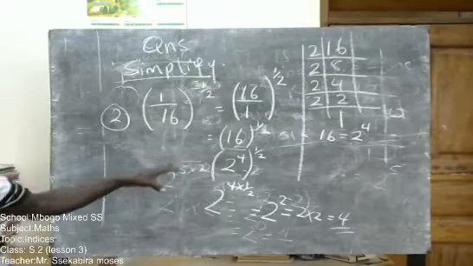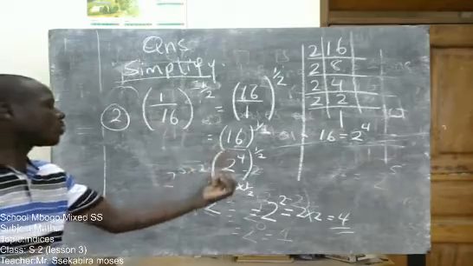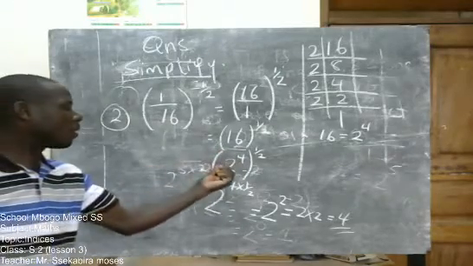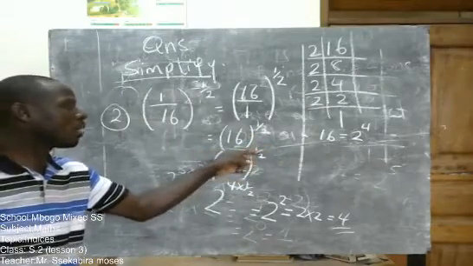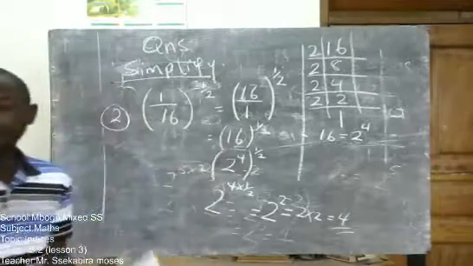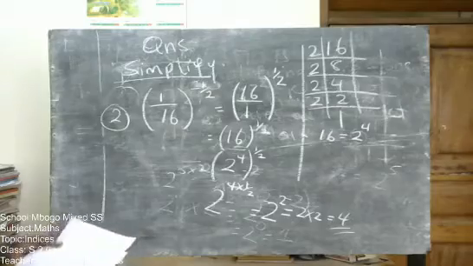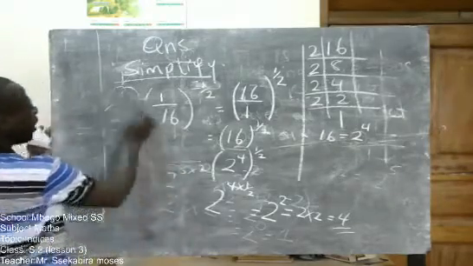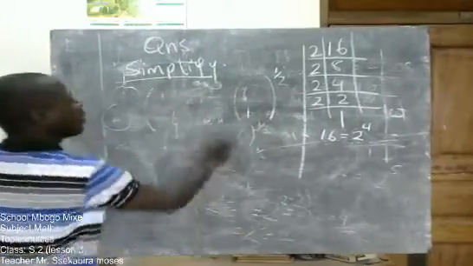We have applied one rule here. That rule: when you have the value inside the bracket with a power, and the bracket outside has a power, you simply multiply the powers. But remember, we have to make sure that our bases are prime numbers.